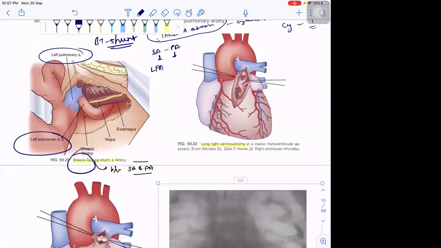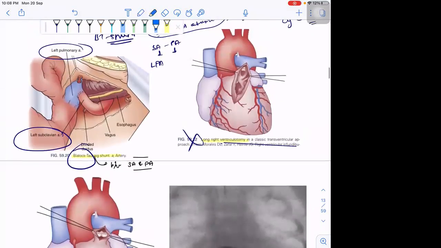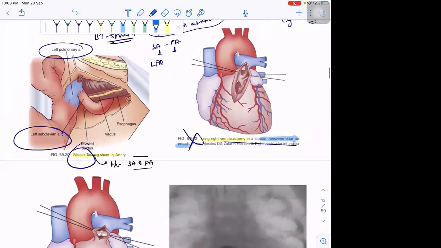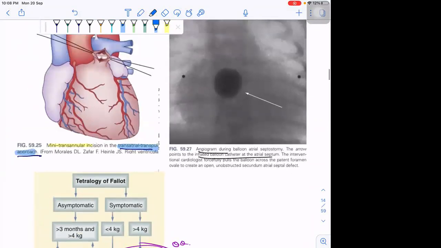Then figure 59.22. They show different approaches for the tetralogy of Fallot procedures. This is a long right ventriculotomy. This is the classical transventricular approach, so this diagram is not needed. Mostly they won't ask. And this is your minimal transannular incision, the transarterial and transpulmonary approach. Here is your transventricular approach, where you give a long right ventriculotomy. Here is your transarterial transpulmonary approach.